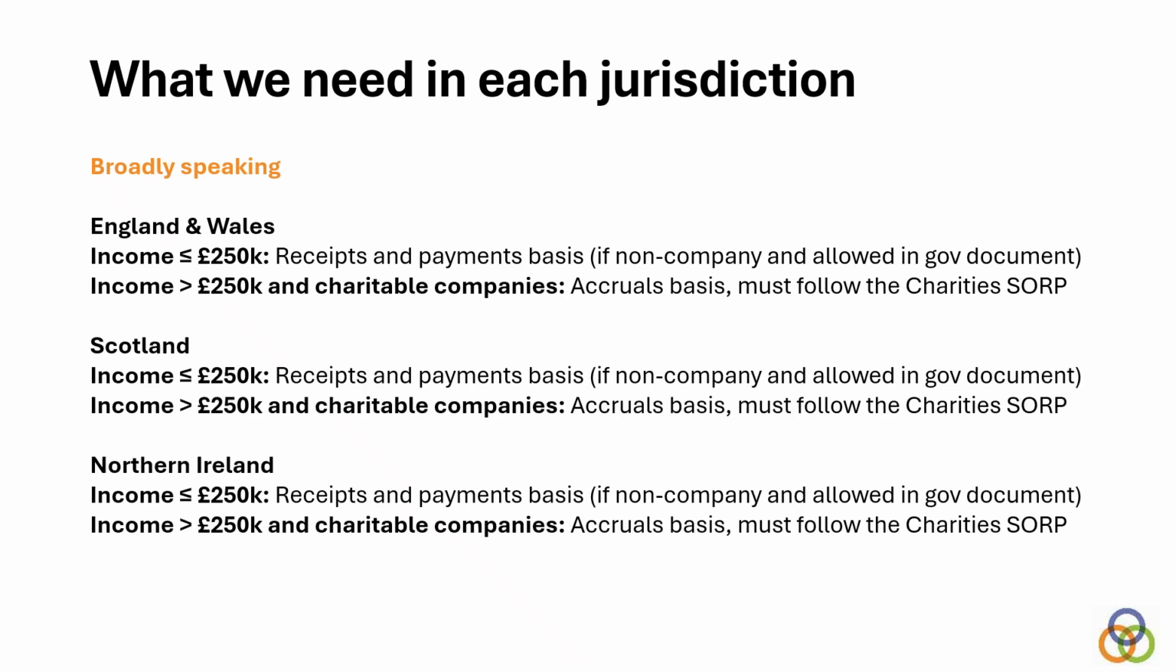What we need to prepare, receipts and payments accounts or accruals accounts, is dependent on the jurisdiction that we're in, whether we're in England, Wales, Scotland or Northern Ireland, and the rules are here. But broadly speaking, for England and Wales, which is where most of our community is, if you're a non-company charity and it is allowed in your governing document, you can prepare really simple receipts and payments accounts until your income hits 250,000, after which you have to go to accruals accounts.